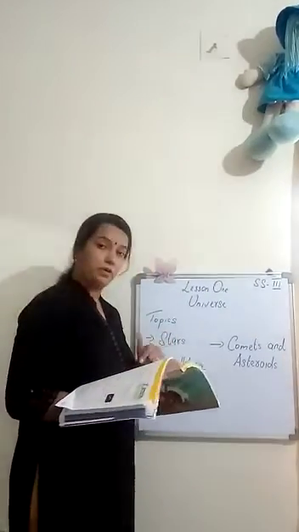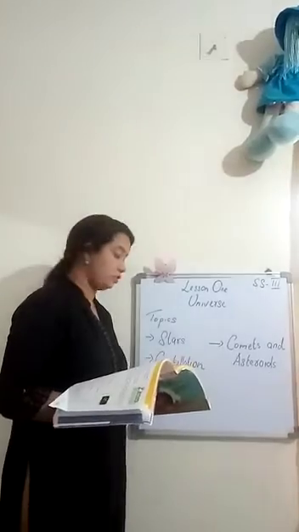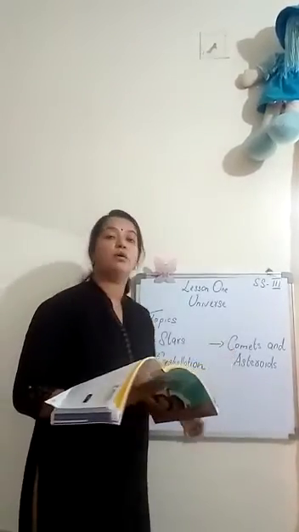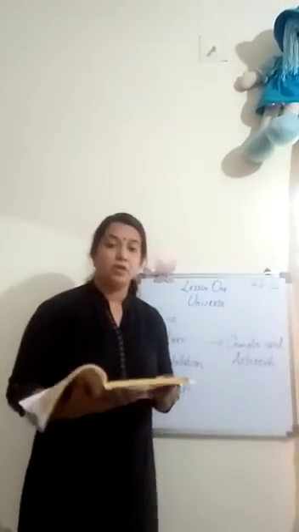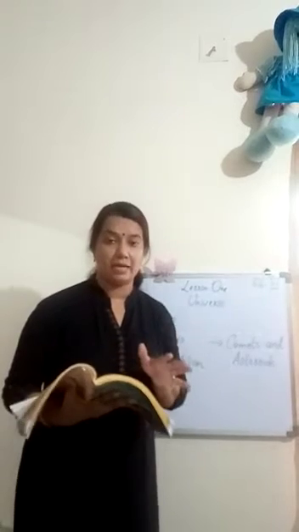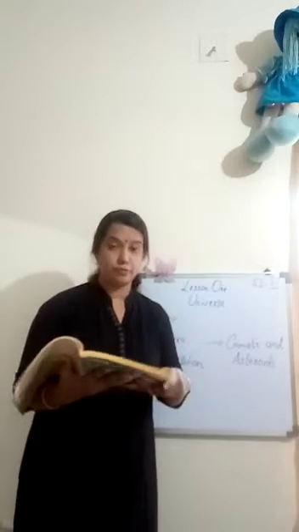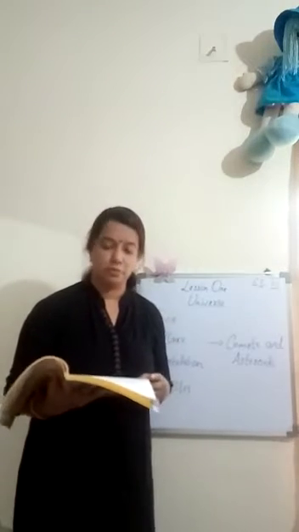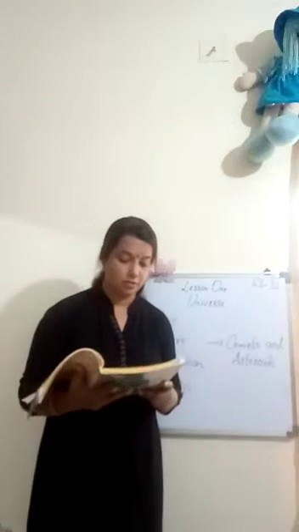So today we are going to take stars, constellations, satellites, comets, and asteroids. We have completed up to planets. Now I am going to explain page number 220, that is the stars.